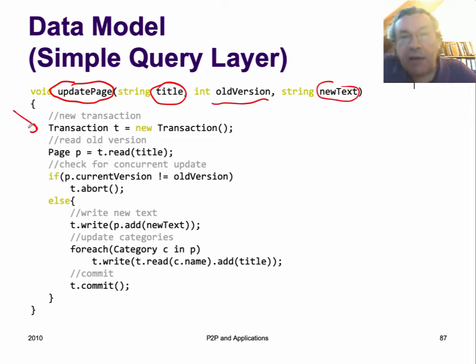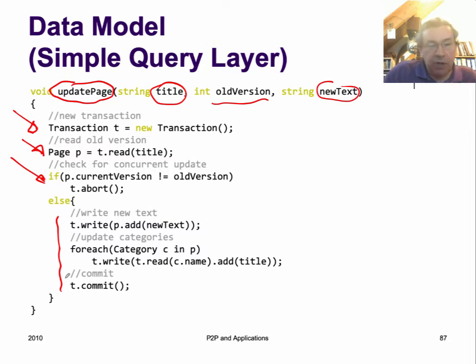We create a transaction. Scalaris supports transactions. I didn't explain how that works, but the transaction can be built as a service on top of the DHT in the same way as broadcast is built, using the DHT structure, building a transaction manager, and doing consensus for the commit or abort. So we read the page, we check the version in case we have concurrent updates, and we write the new content. So this is an example of how the update page is done. So the new text, we update the categories, and we commit the transaction.